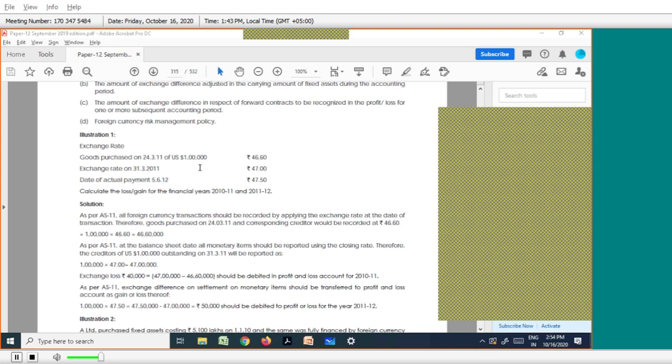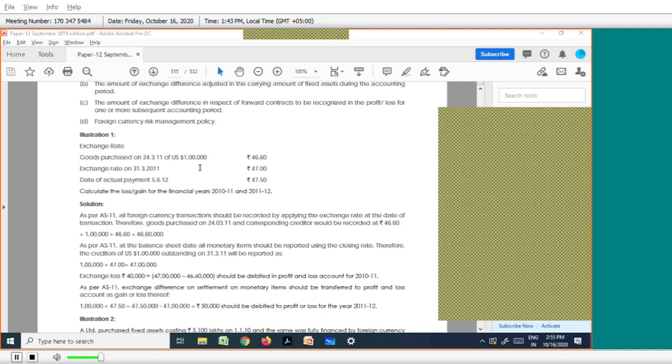As per AS 11, they gave another optional accounting treatment. Optional means you can use it if you want; it is not compulsory. You can account that item in a different manner. Till now, exchange differences were debited or credited to the P&L account.